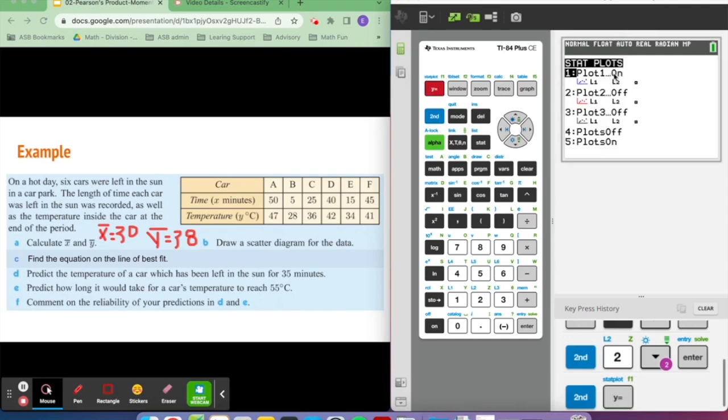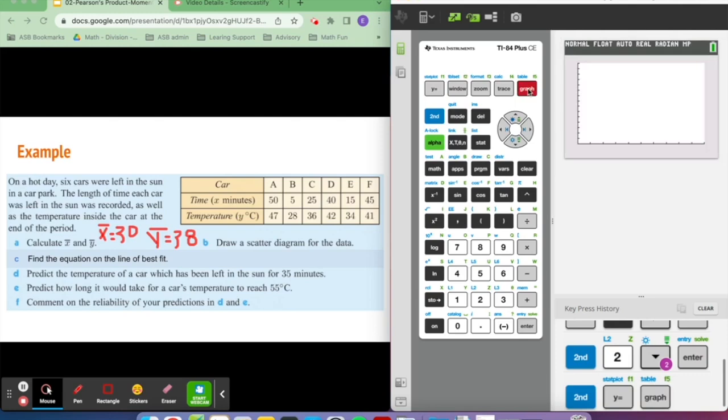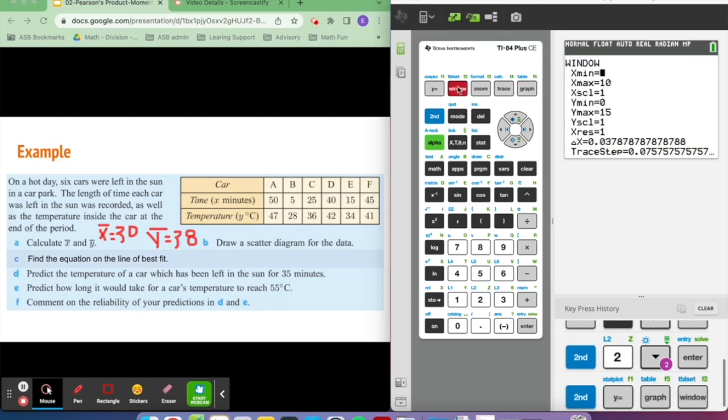So you see it's on here, so we're good to go. Let's go on the graph and see what we have. Again, we don't see anything because our window is not appropriate to our data points. So we're going to go and change our window.